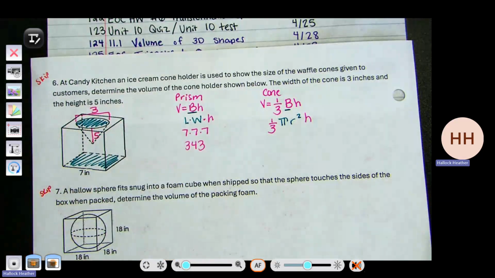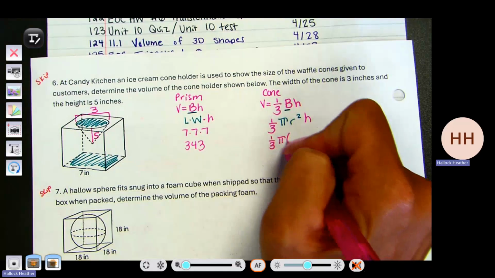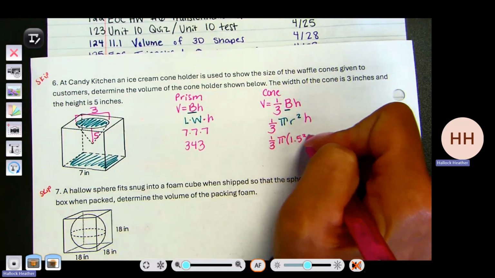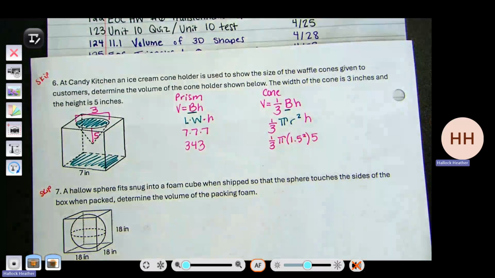So how much is my radius? 1.5. So we're going to do 1/3 pi 1.5 squared. How much is my height? 5. So take a second.